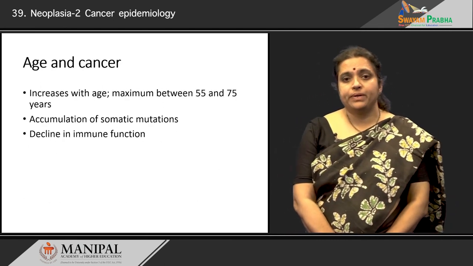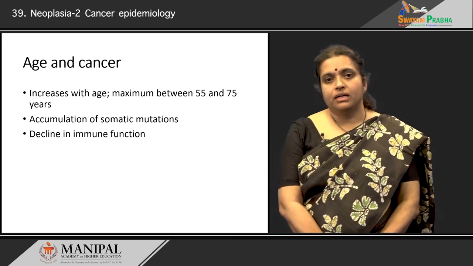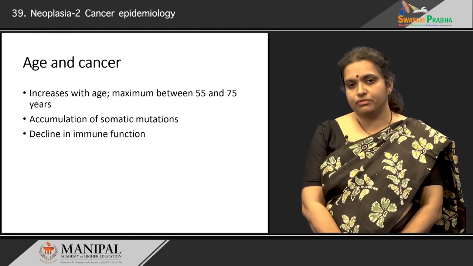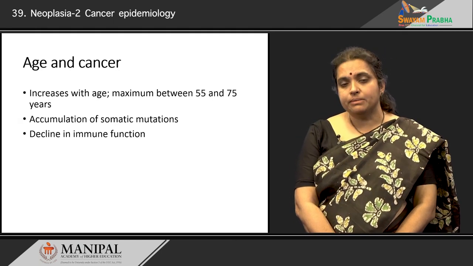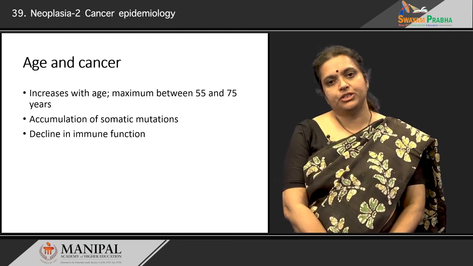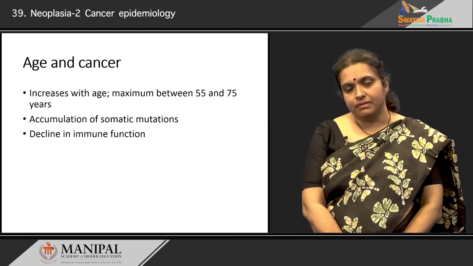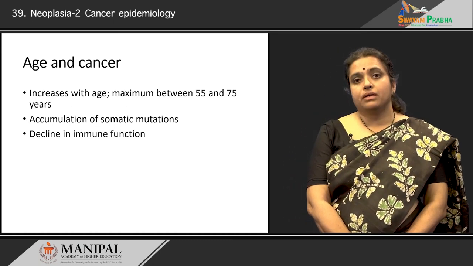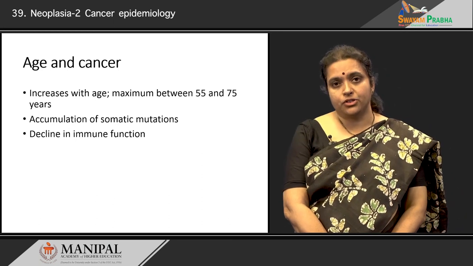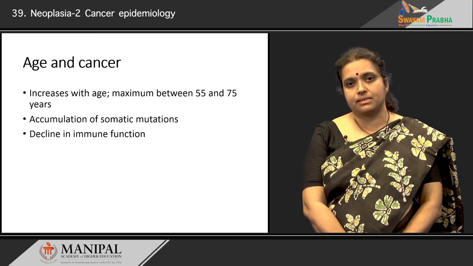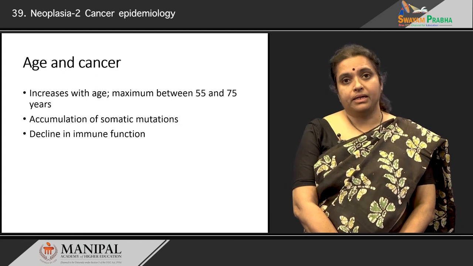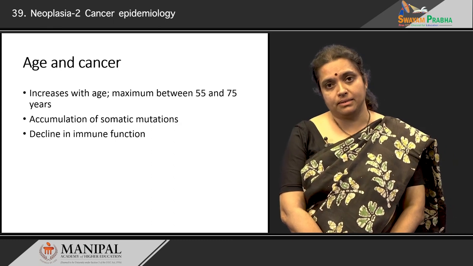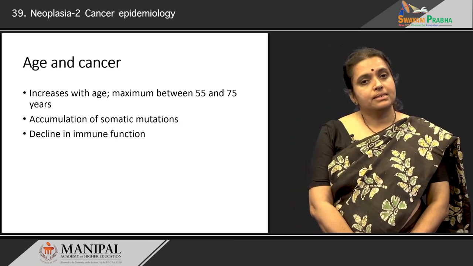What is the relationship between age and cancer? Cancer in general is a disease of increasing age. So, the maximum number of cancers occur between the age group of 55 and 75. This does not mean that children don't suffer from cancer. Cancers are also known to occur in children. There are certain types of cancers that occur in children, but they are far less common when compared to cancers that occur in adults.